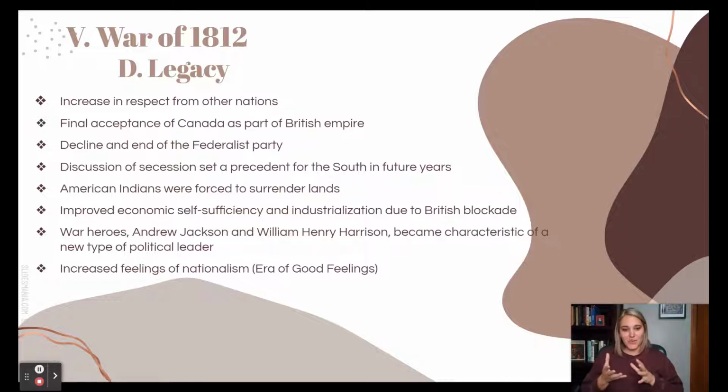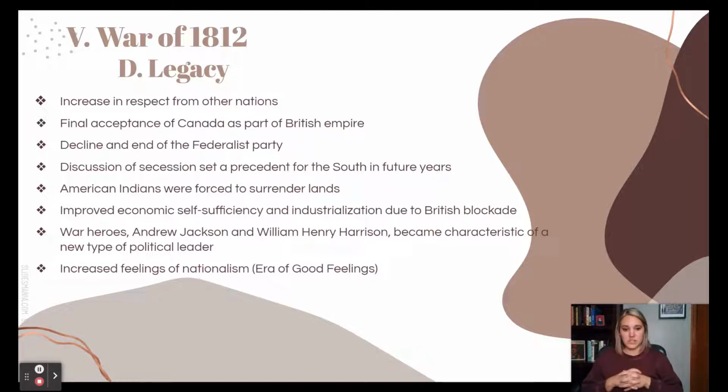But one reason for this is that the Federalist Party ends. We end up only having one political party, the Democratic Republicans, for some time, about a decade there. But some other ideas that are more similar to the sectional crisis is the secession that was discussed with New England. And that sets the precedent for the South in future years. We also see an increase in industrialization as a result of the economic changes that happened.